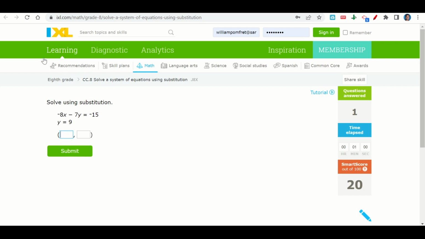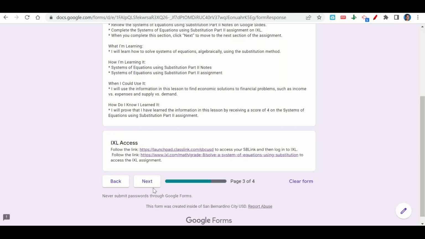When you've completed the assignment, we'll go back to our Google form and click Next. This will take you to your Before You Go. Go ahead and fill out your Before You Go and then submit your work on Google Classroom.